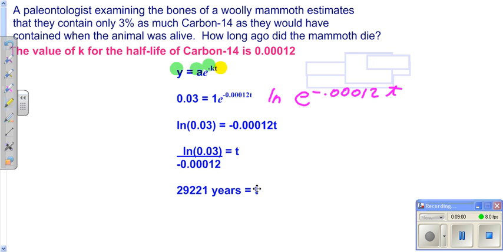We know that we're going to have years here based on our problem, because we're not dealing with hours and seconds for how old this is. And the half-life of carbon-14 is always measured in years.